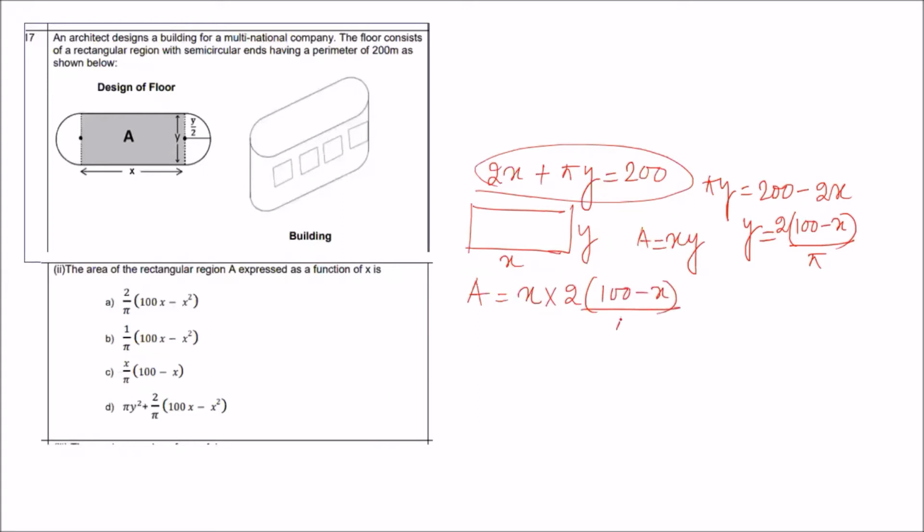So multiply here. How much are you getting? A is equal to 2 by pi, I can write, and I can multiply 100x minus x square. Is such an expression there? Yes, this is the answer. You will write A is the answer. Don't tick mark, write down the answer. So the answer is A. It is 2 by pi into 100x minus x square.